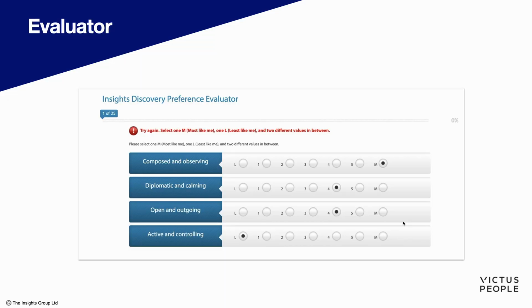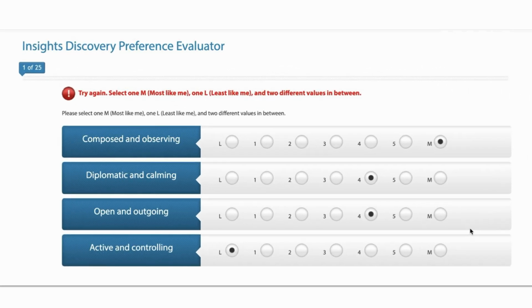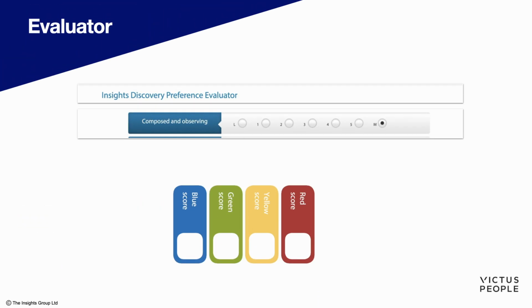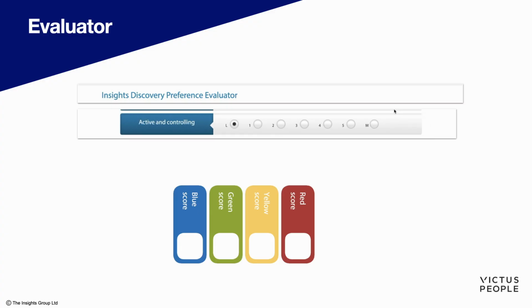Remember this frame? We asked you to assign a number to each of the 4 pair words. When you look at the words closely, you can notice each pair represents a color. Composed and observing. Which color do you think these words represent? Yes, cool blue. Active and controlling? Fiery red. When you are assigning a number to these words, you are actually telling us your preference for these color energies. And we asked you to do this 25 times.